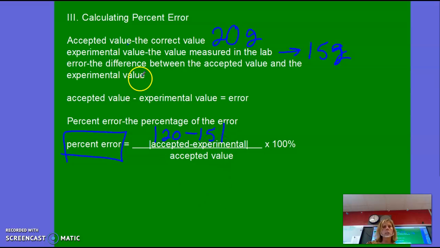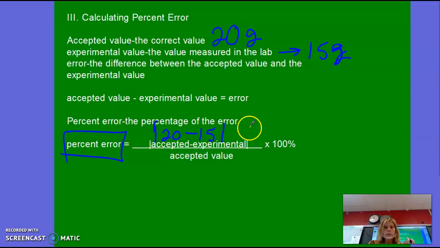What does it mean when I put lines on my absolute value? No matter what, what does that mean if it's an absolute value? It has to be positive. We can't have a negative number here. There's no negative percent error. It's always going to be positive.